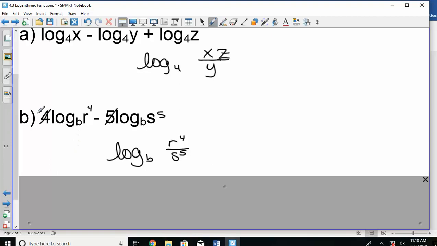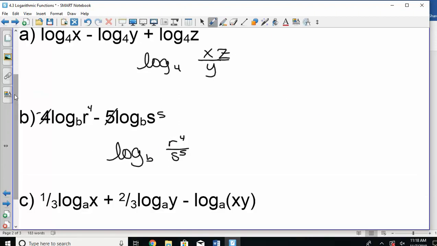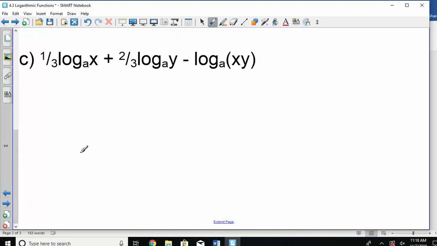What if this had been a negative 4? They would both be on the bottom, so what would I put on top? A 1. Okay. Let's do a little more challenging one. Give you a second to write that down before I talk about it.